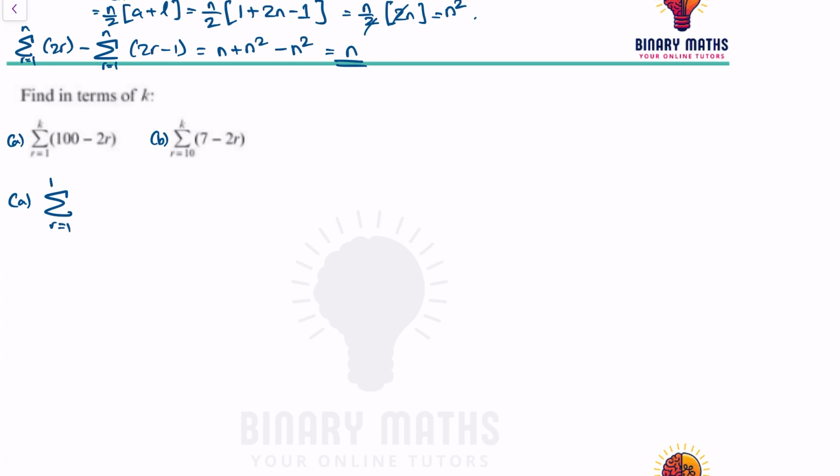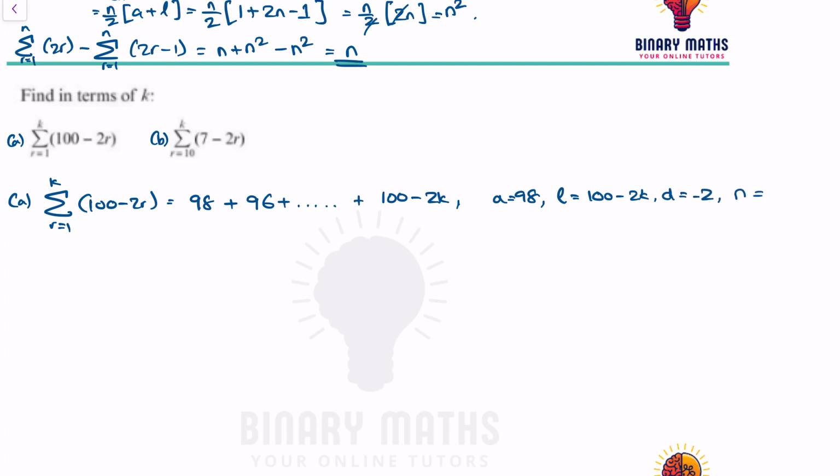Sum of r equals 1 to k of 100 minus 2r is equal to 100 minus 2 times 1, which is 98. 100 minus 2 times 2 is 96, all the way up to 100 minus 2k. So what we do know is this is an arithmetic series. So a is equal to 98, your L is equal to 100 minus 2k, your D is equal to negative 2, and your N is equal to k, because if you're counting from 1 to k, you've got k terms.